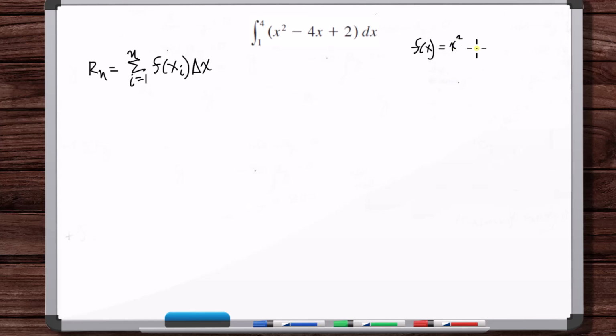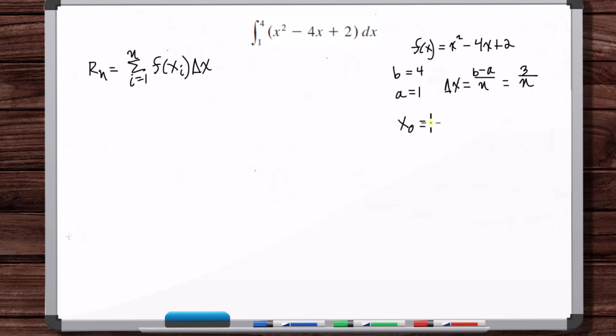So what is f of x? f of x is x squared minus 4x plus 2. Okay, what else? Well, we have b is 4, a is 1, and then delta x is b minus a over n, which is 3 over n. All right?